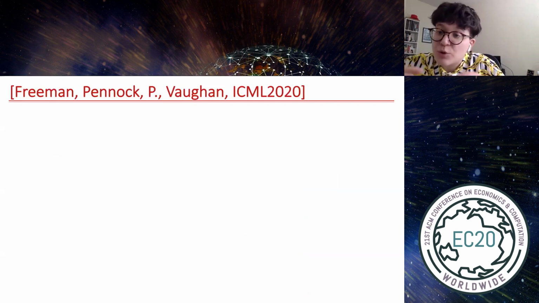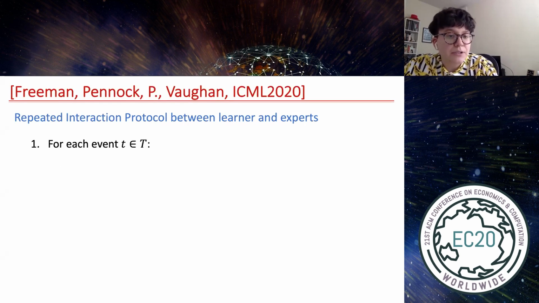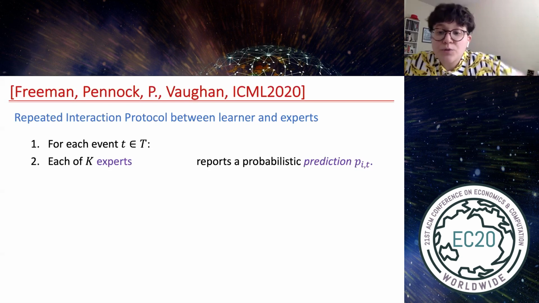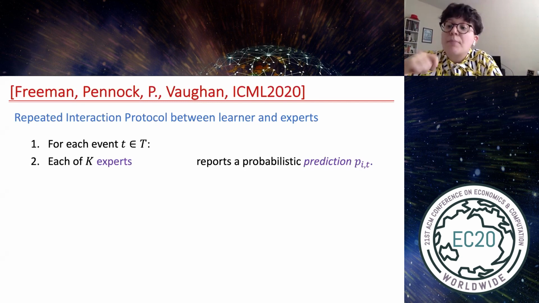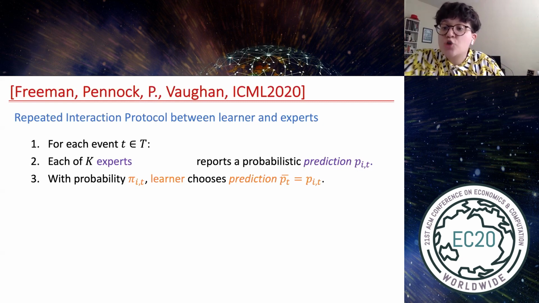And just to put this into a more concrete mathematical model, I'm going to start off with the model that we considered in our ICML paper. There's a repeated interaction protocol between a learner and experts at each event t, in a number of events, capital T. There's a set of K experts, each of which reports a probabilistic prediction about the event. So this, for example, corresponds to the probability that each forecaster gives about the number of COVID-19 patients going up in the next day. Then I maintain some probability distribution over the experts, and with this probability, I choose one of the experts.